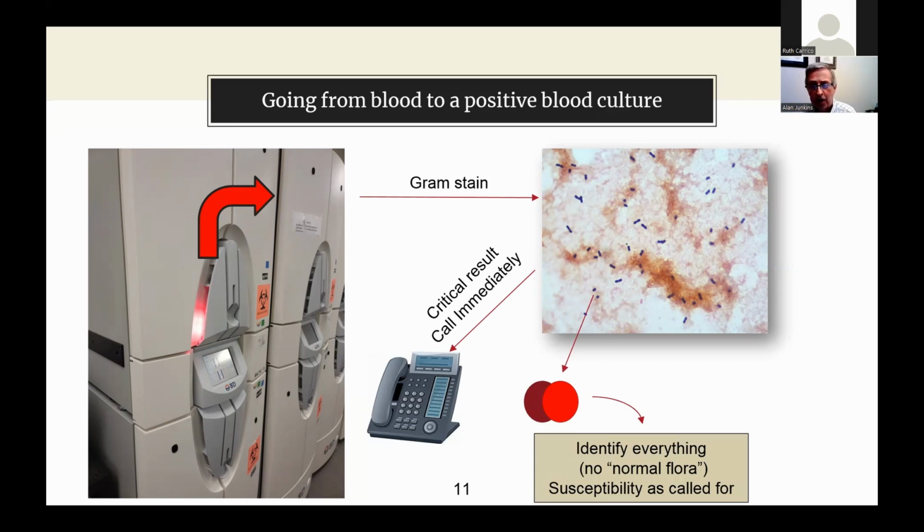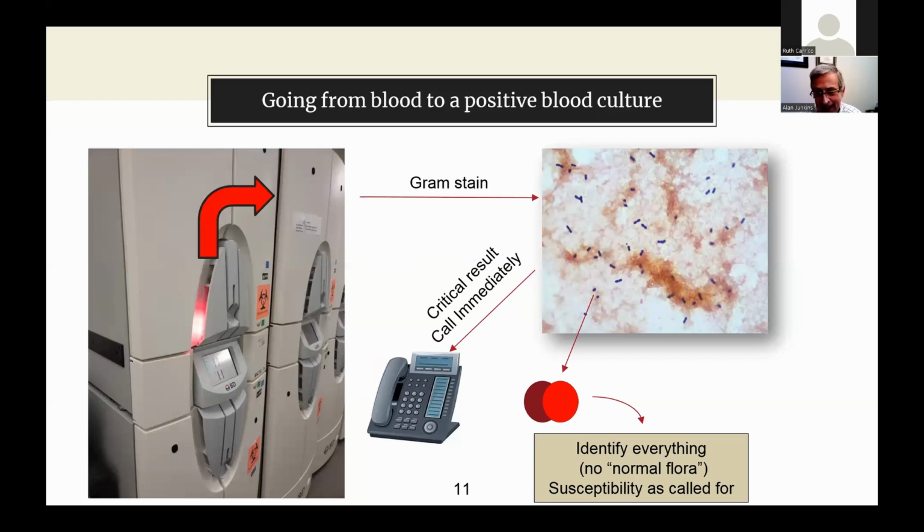You know, if you look at all our protocols, we have all kinds of rules about how we work things up. Blood culture is really a fairly simple one. There's no normal flora of blood, and so we're never going to report out that we got normal flora. Everything that grows gets identified.